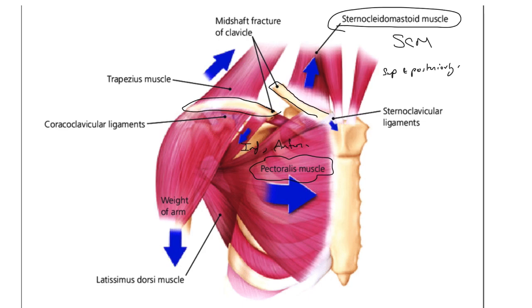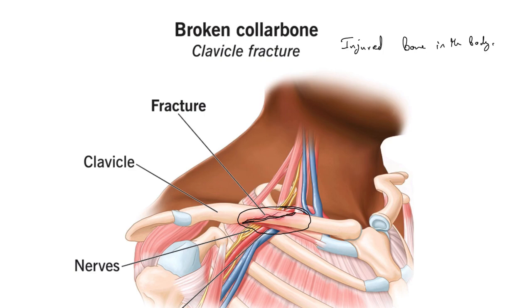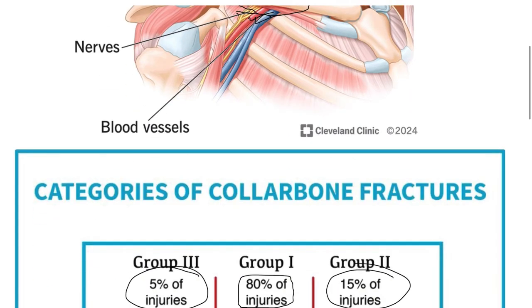All patients with a clavicular fracture should have a careful neurovascular examination to rule out injury to the underlying structures, maybe some brachial plexus. If you look at this image, under the clavicle bone we can see the brachial plexus, subclavian artery and subclavian vein. That's why we always have to check the neurovascular examination.